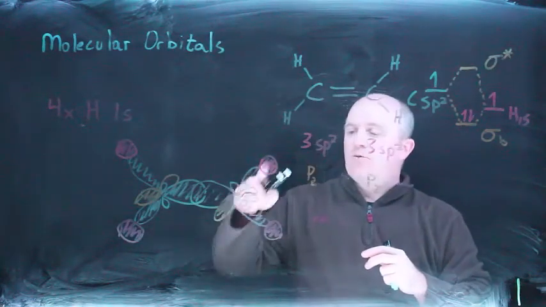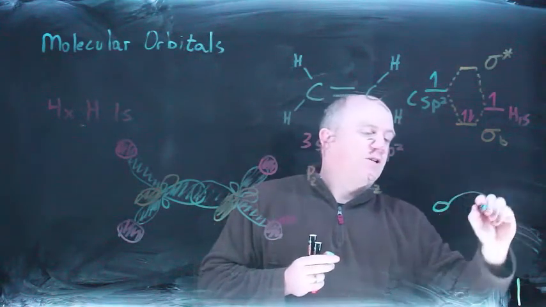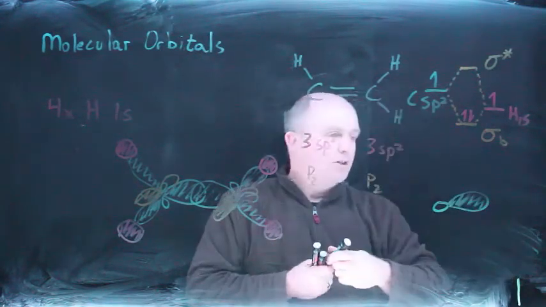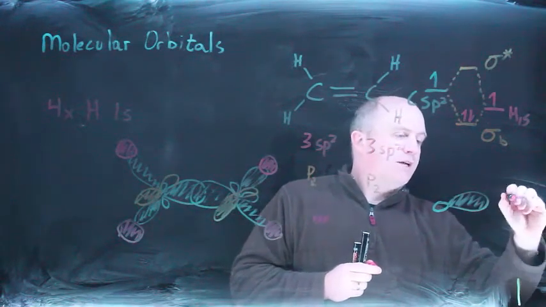Now, what does the actual structure of this orbital look like? Well, imagine you have a carbon sp2 drawn like so, and you likewise have a hydrogen 1s orbital, and you're going to mix those two together.